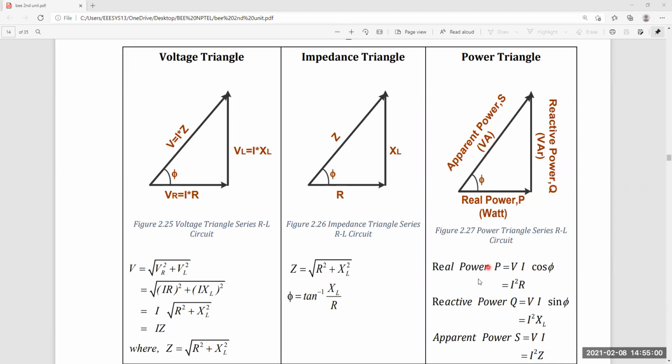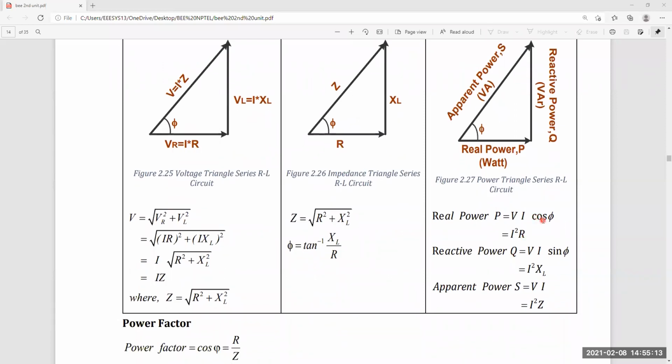You know well, the real power P is equal to V into I cos phi, that is I square into R. Then reactive power Q is equal to V into I sin phi. I already explained the definitions. Reactive power is I square into XL. And then apparent power is equal to V into I, that is I square into Z.